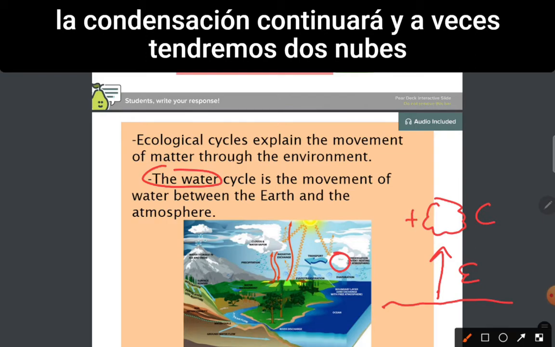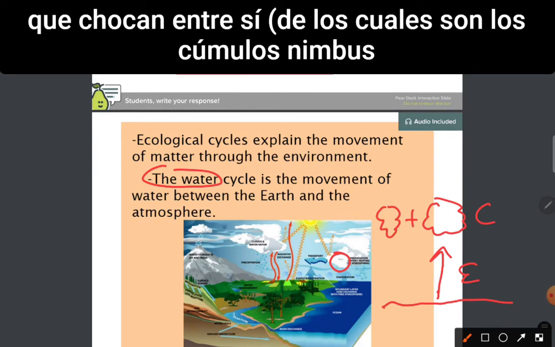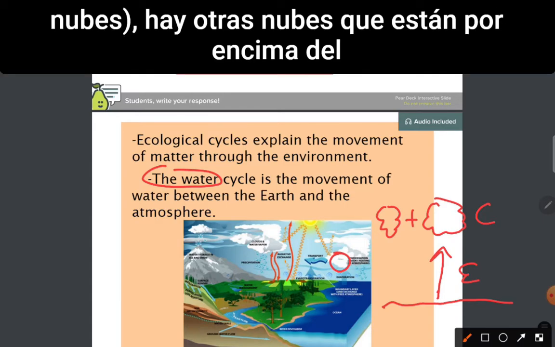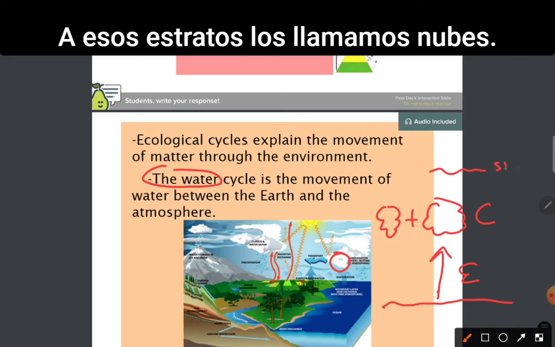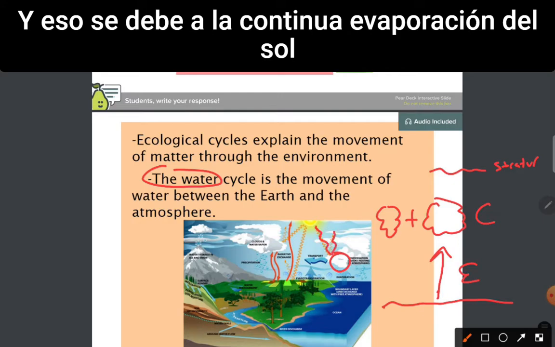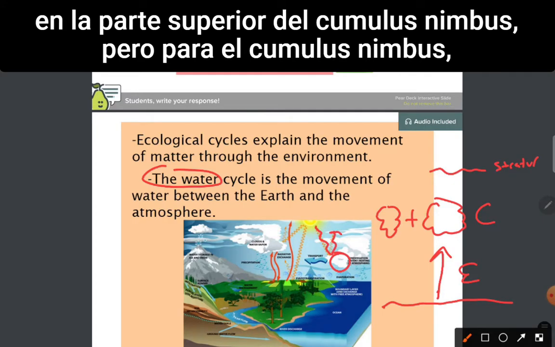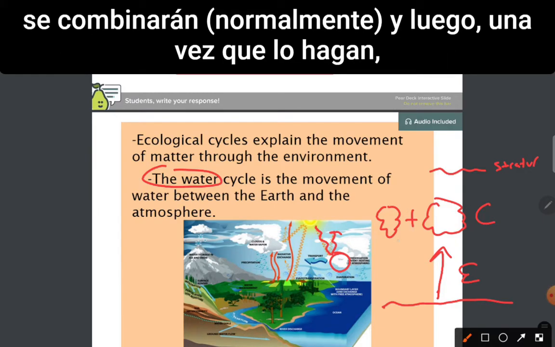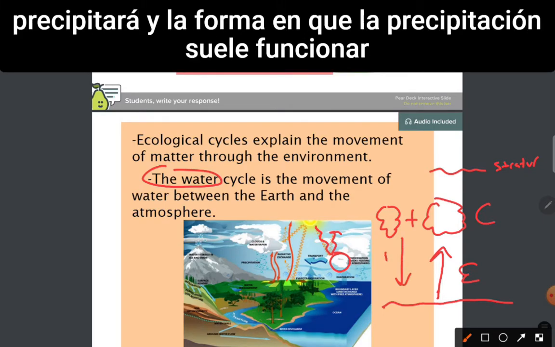And sometimes we'll get two clouds that hit each other, which are the cumulus nimbus clouds. There are other clouds that are above the cumulus nimbus. We call those stratus clouds. And that is due to the continuing evaporation by the sun on the top of the cumulus nimbus. But for the cumulus nimbus, they will combine usually. And then once they do that, they will precipitate.